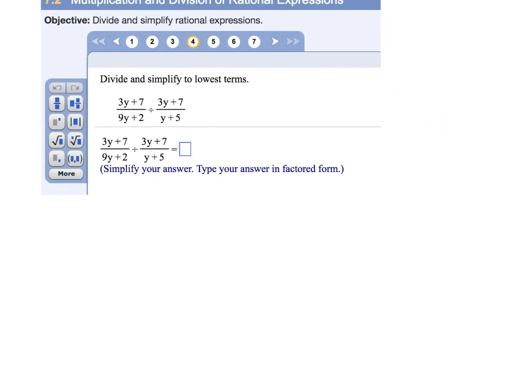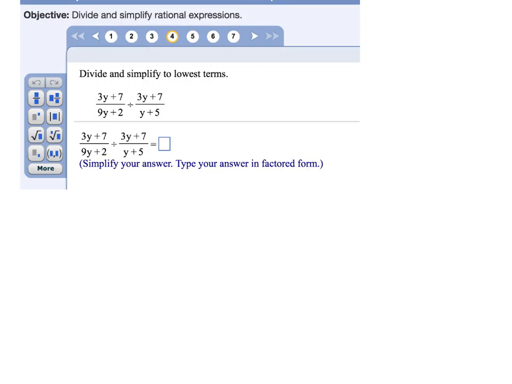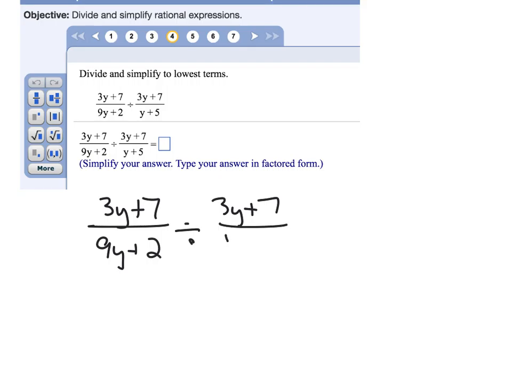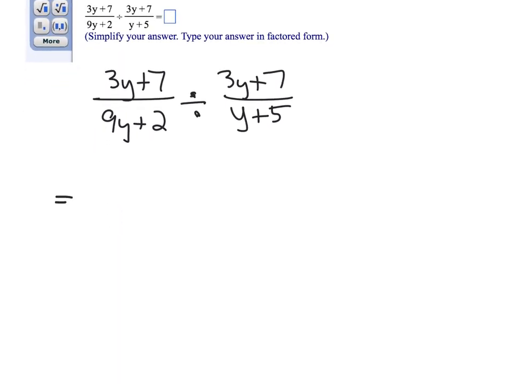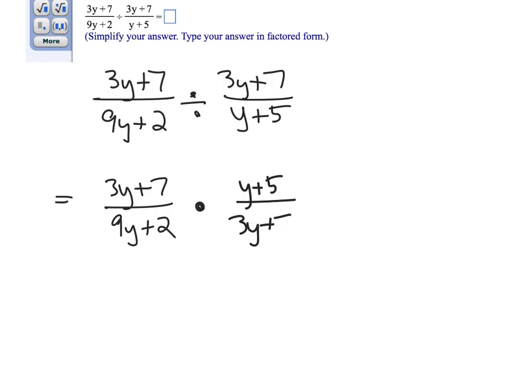All right, so they're getting just a little bit more complicated, but not really, not a whole heck of a lot. So this is 3y plus 7 over 9y plus 2 divided by 3y plus 7 over y plus 5. All right, so what's the rule for division? Well, the first fraction stays the same, so you've got 3y plus 7 over 9y plus 2. The division symbol becomes a multiplication symbol. And then this fraction flips over, so you end up with y plus 5 over 3y plus 7.